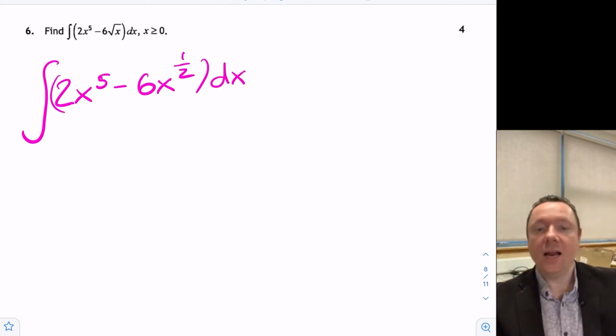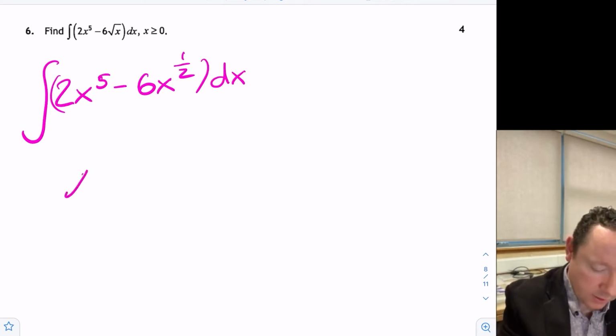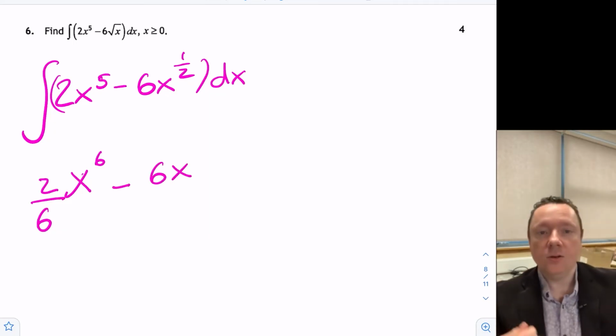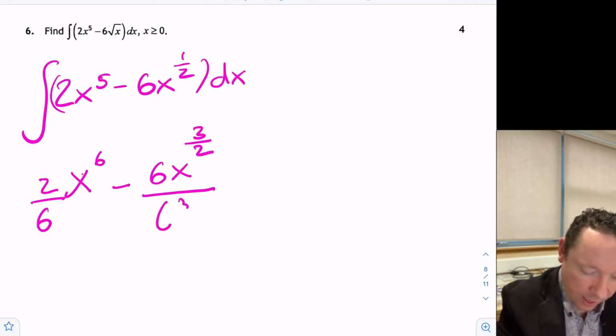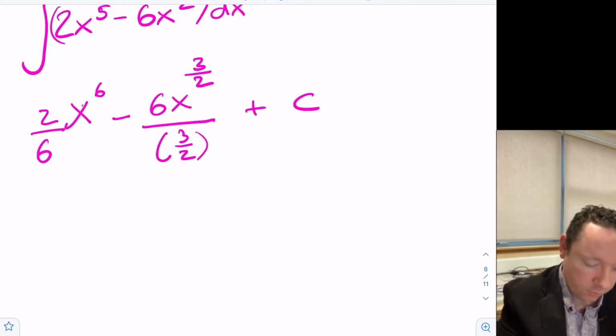So integrate, add 1 to the power, divide by the new power. So x to the 5 becomes x to the 6, and I've got 2 sixths, minus 6x, add 1 to a half, you get 3 halves. So I have to divide by 3 halves, and I've still got plus c. So dealing with the first one is easy. 2 sixths is a third, so we've got a third, x to the 6.